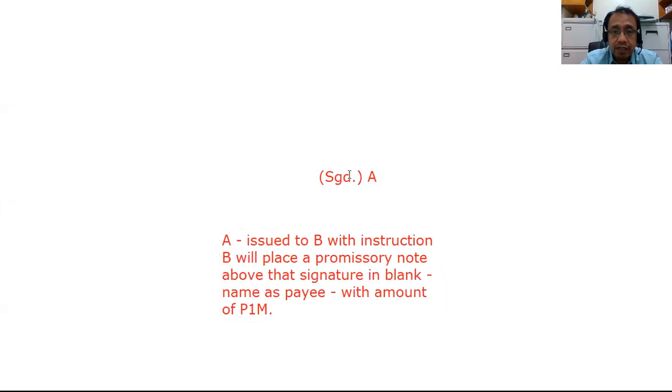So ano dapat gawin ni B dito? Ang dapat gawin ni B dito, on top of this signature of A, gagawa na siya dyan ng promissory note. I promise to pay, etc., etc., to pay B the amount of 1 million pesos. Okay? So same lang yung scenario. Or if B will not complete that instrument, ang ginawa niya, B will issue it to C, C to D, D to E, E to F, F to G, si Gary, halimbawa.